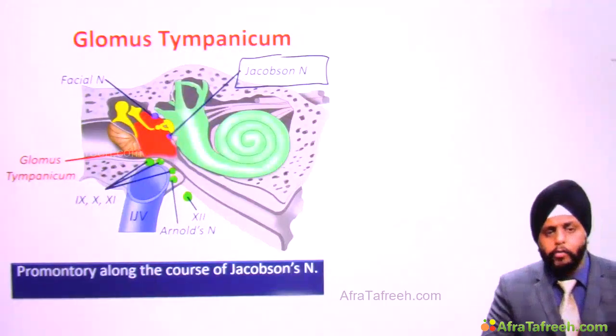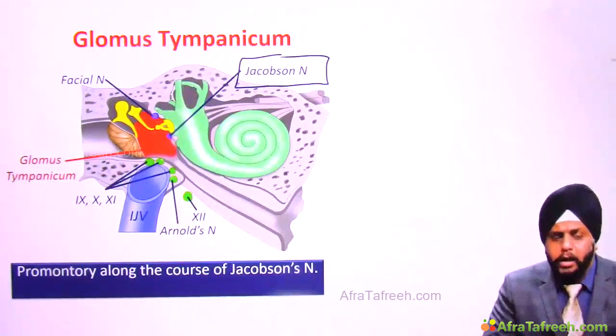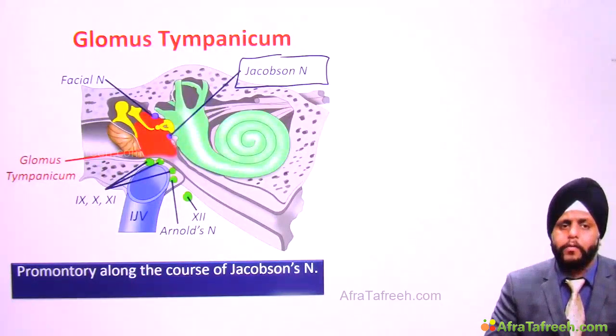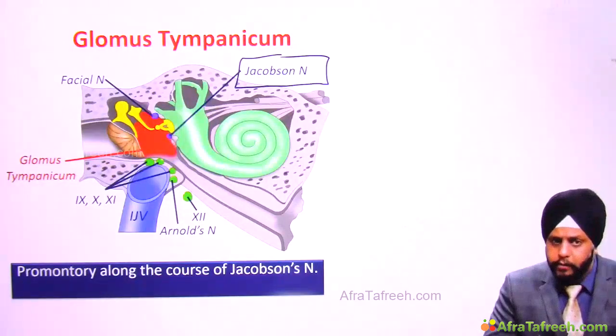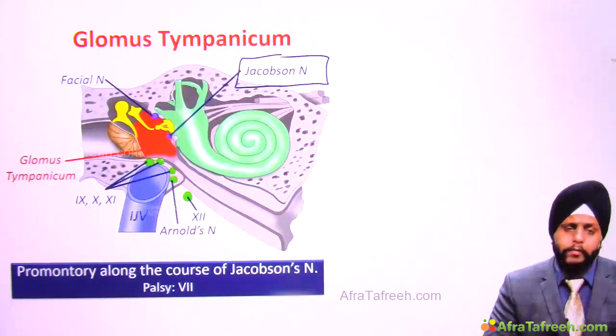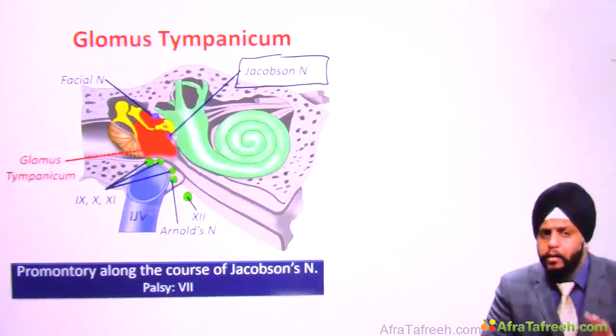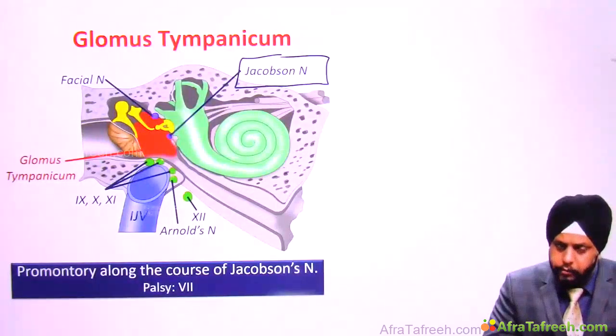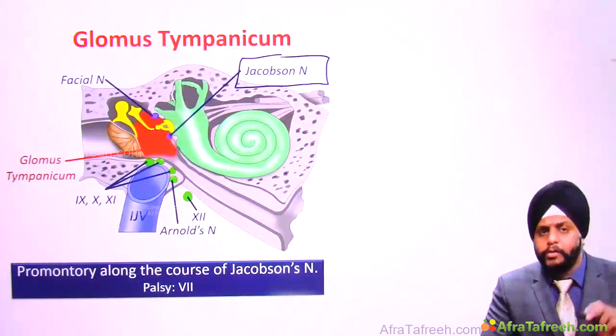Because it is arising from the promontory, which cranial nerve will it first involve? It will first involve the 7th cranial nerve, the facial nerve. So it will first cause palsy of the facial nerve, then it will proceed and cause palsy of the other cranial nerves. So that's glomus tympanicum.